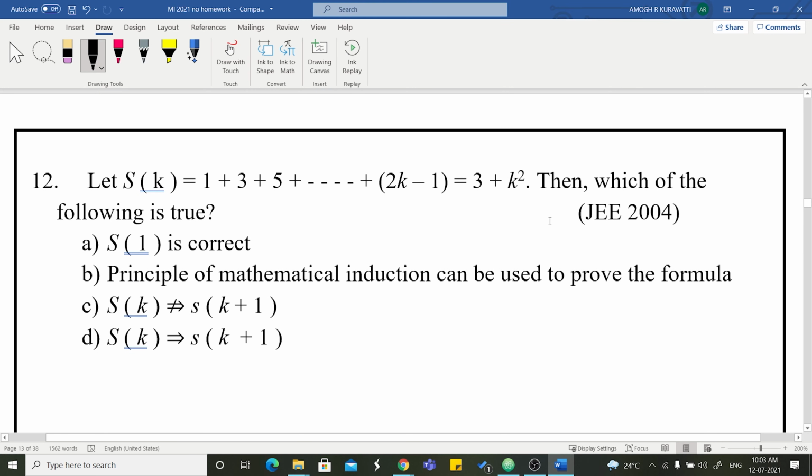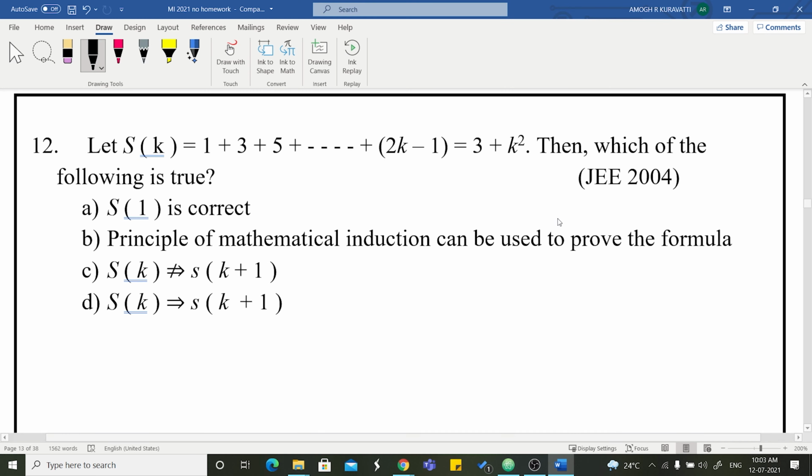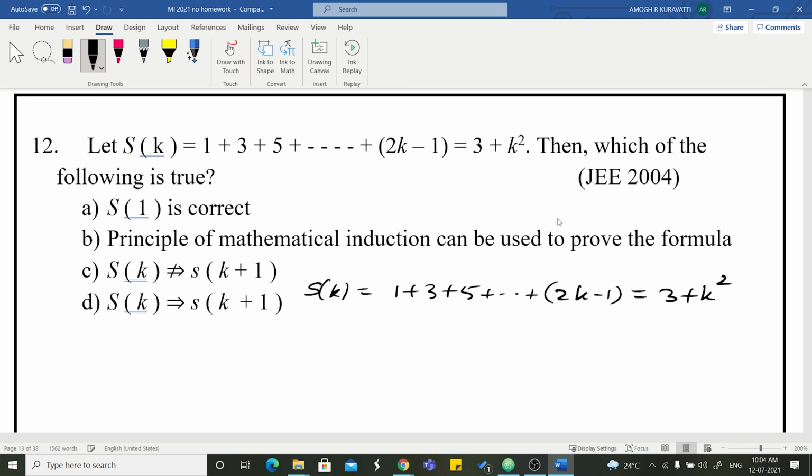Next problem. S of k is equal to 1 plus 3 plus 5 and so on plus 2k minus 1 is equal to 3 plus k square. Then which of the following is true? S of 1 is correct, check mark. So what is given here? S of k is given as 1 plus 3 plus 5 and so on up to 2k minus 1 is equal to 3 plus k square.